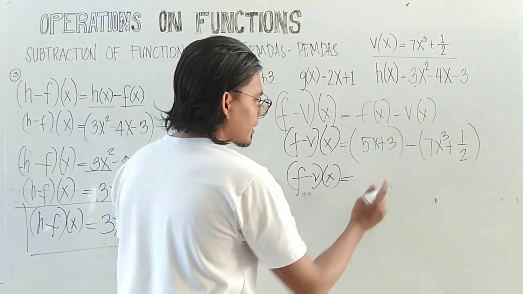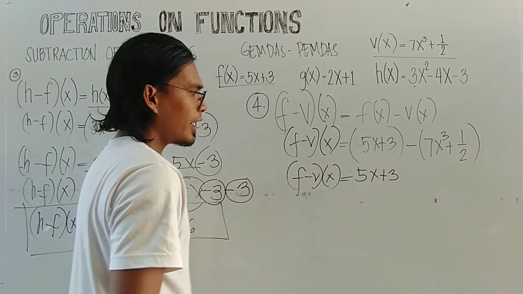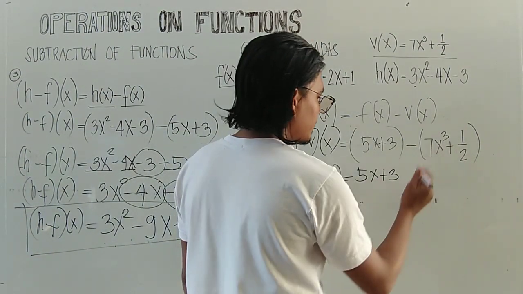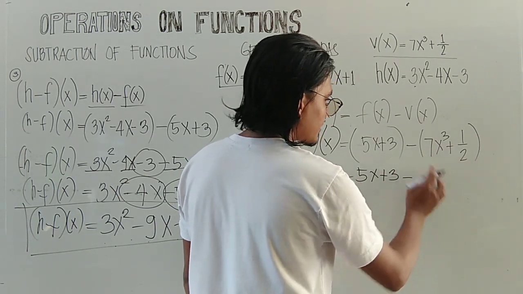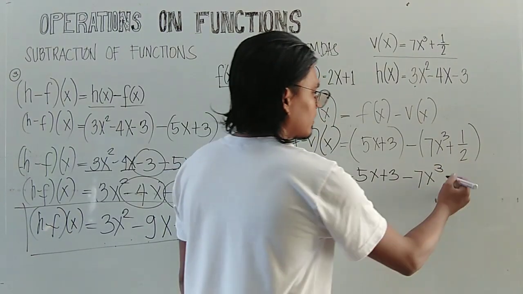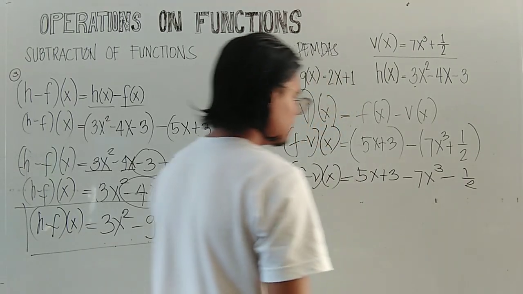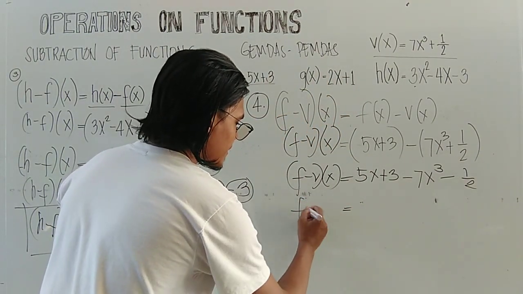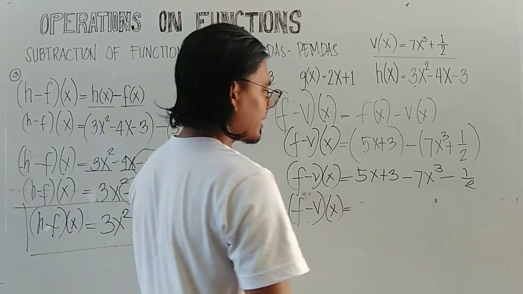Okay, continuing. We have f minus v of x. Again, copy your minuend, the first quantity, 5x plus 3. Then change the sign of your subtrahend, or distribute the negative sign inside your quantity. So we have minus 7x cubed minus 1 half. Then let us arrange your terms in descending order so that it is easier to combine the right terms.